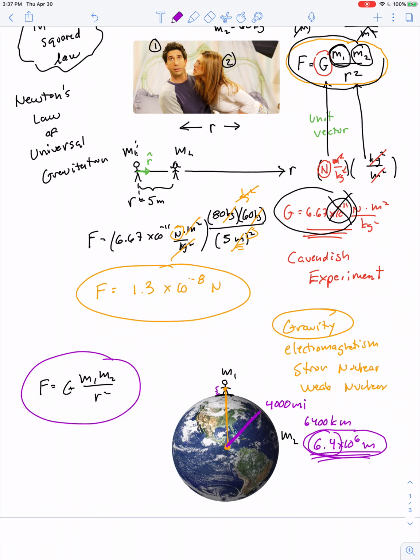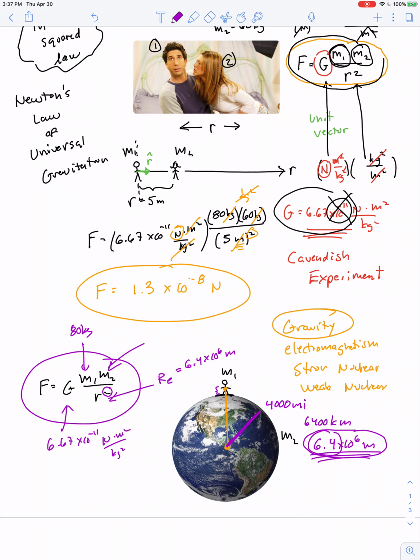Okay, the mass of the Earth would also have to be known, right? Mass number 1 is still 80 kilograms. We know the value of G is 6.67 times 10 to the negative 11th newton meter squared per kilogram squared. And now we know our distance, for all practical purposes, is just the radius of the Earth, 6.4 times 10 to the 6 meters. And don't forget, it's an inverse squared law. We're going to have to square that value.